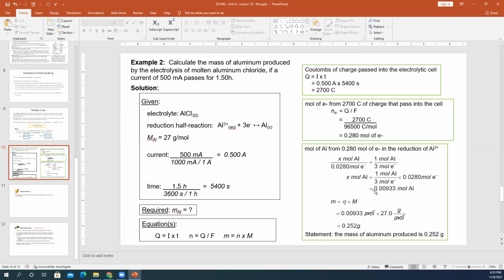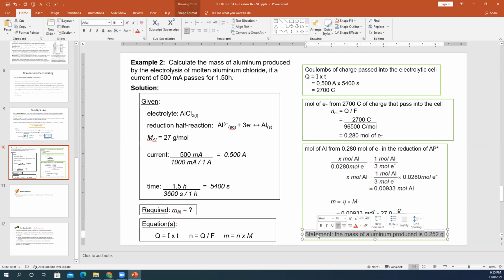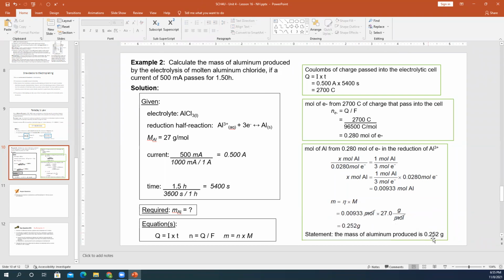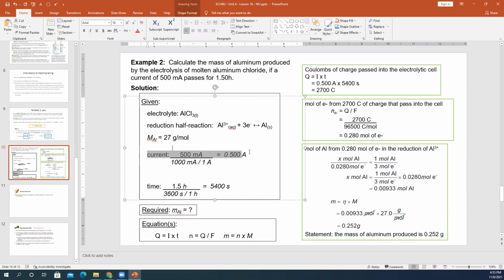Then we can take this number, knowing how many moles of aluminum we have, and knowing the molar mass of aluminum is 27 grams per mole. So we multiply those numbers together, and moles cancel out moles, and we're left with how many grams of aluminum. And we finish in the statement saying the mass of aluminum produced is 0.252 grams. And that's how you would solve this type of question.